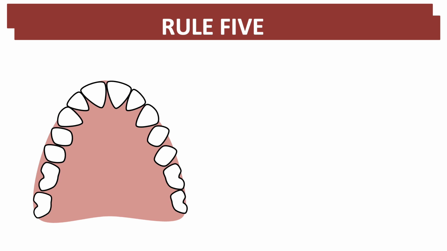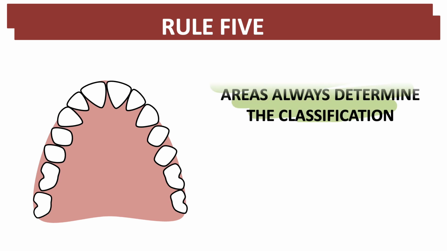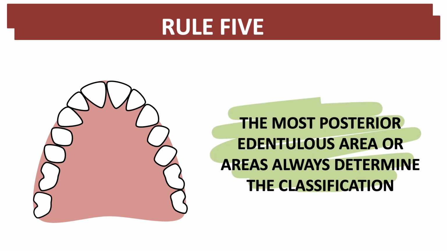Now rule 5. The most posterior edentulous area or areas always determine the classification. But if the third molar is missing and not to be replaced, or a second molar is missing and not to be replaced, we will not consider those areas as edentulous areas. They will not alter the classification.